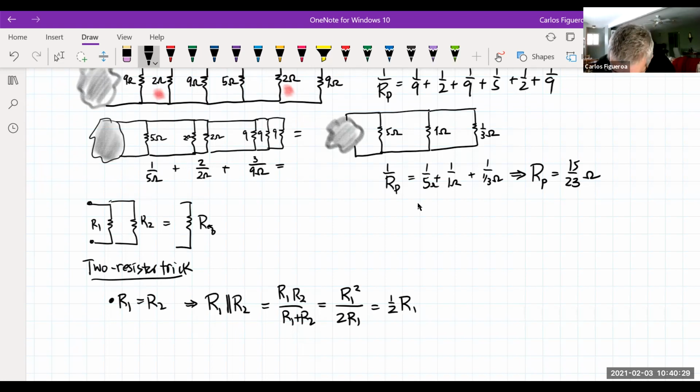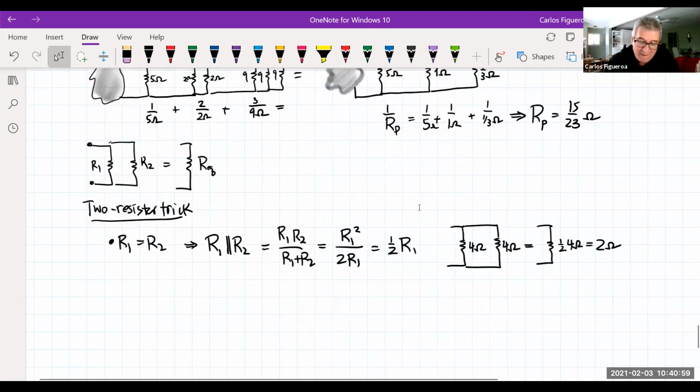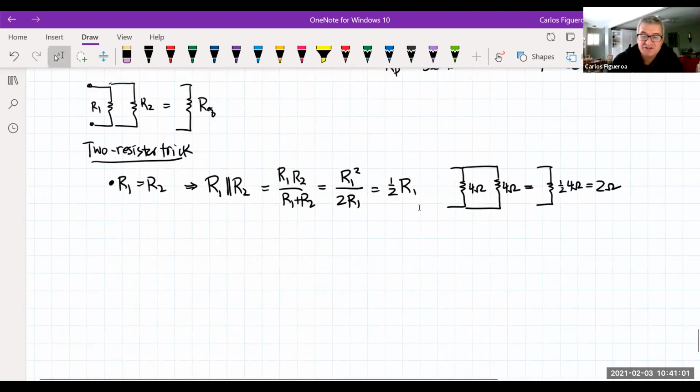So in other words, if I have a resistor that's a 4 ohm, and I have another resistor that's a 4 ohm, you can see here that I can immediately take those two resistors and I can replace this guy by half of this, which is 2 ohms. So if you see two resistors like that, then you should immediately reduce one of the resistors by a factor of half. But then there's another situation.